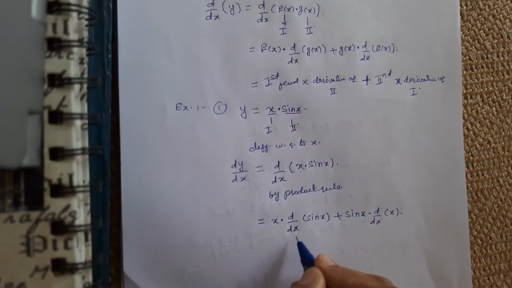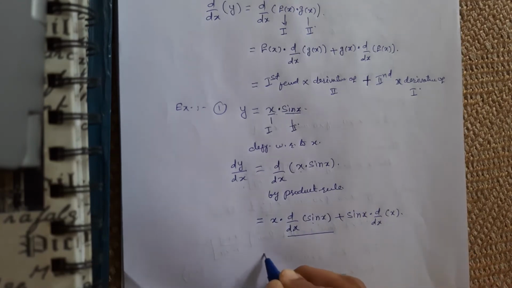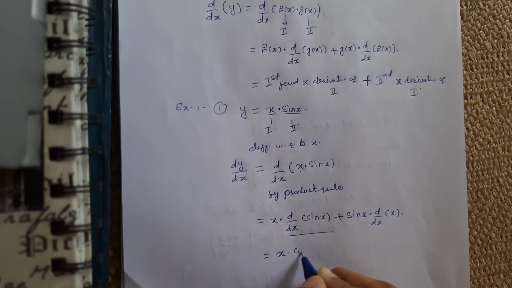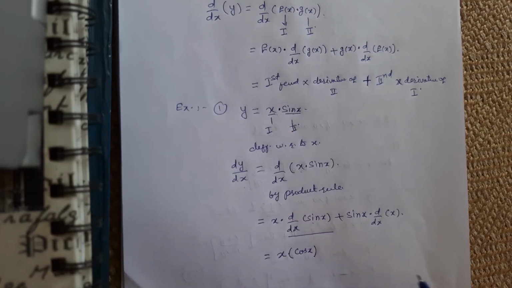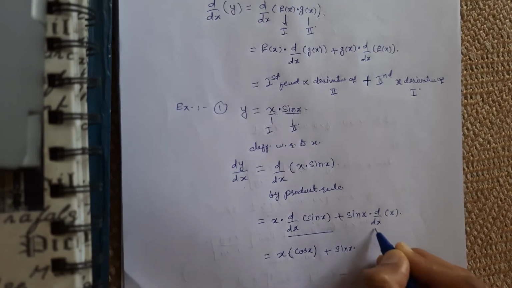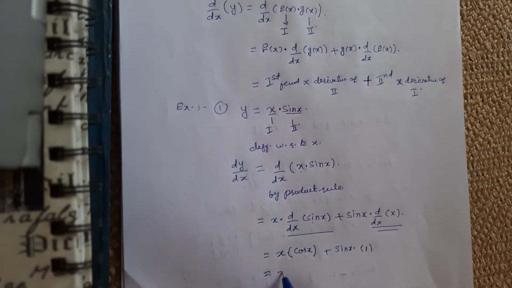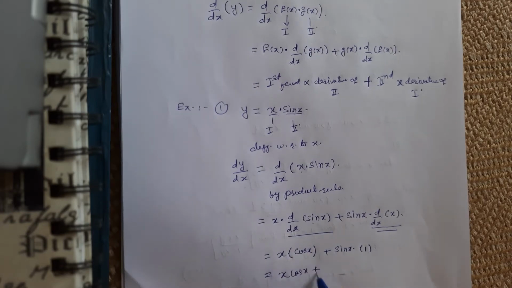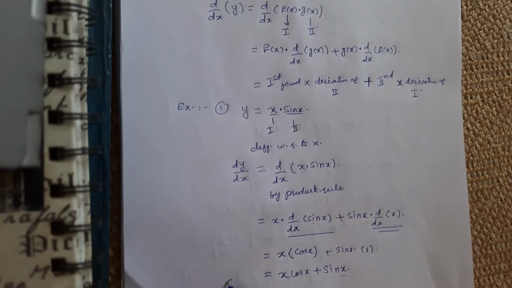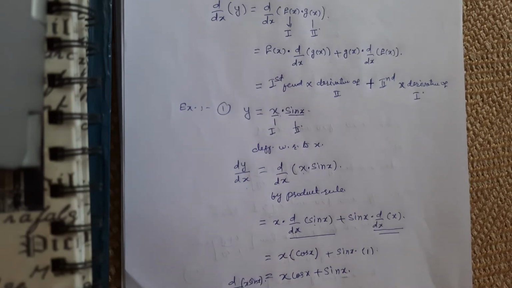Now from the standard formula, just tell me what is the value of the derivative of sin x. Take a time and tell me. Yes, it is cos x. Plus sin x into what is the value of the derivative of x? Just see in the standard formula. Yes, it is 1. So now I get x cos x plus sin x, and this is the derivative of x into sin x. That's how we use the product rule or product formula.